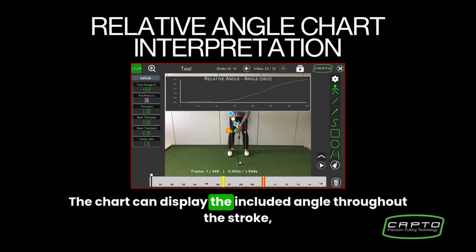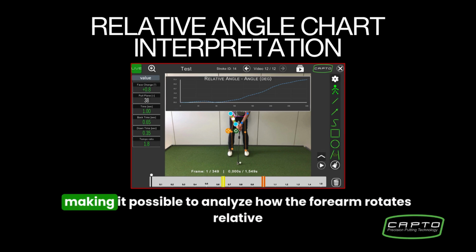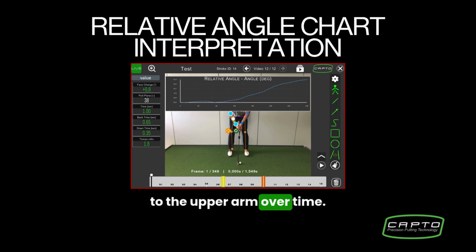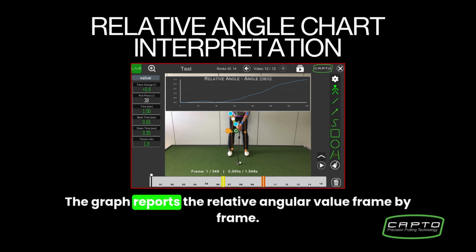The chart can display the included angle throughout the stroke, making it possible to analyze how the forearm rotates relative to the upper arm over time. The graph reports the relative angular value frame by frame.